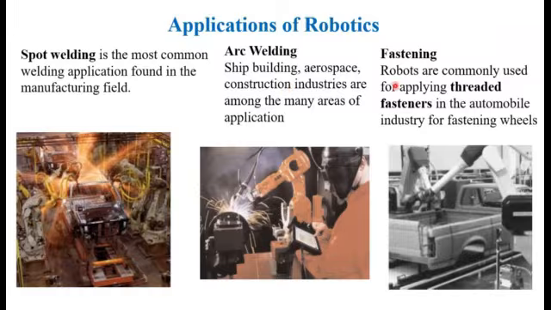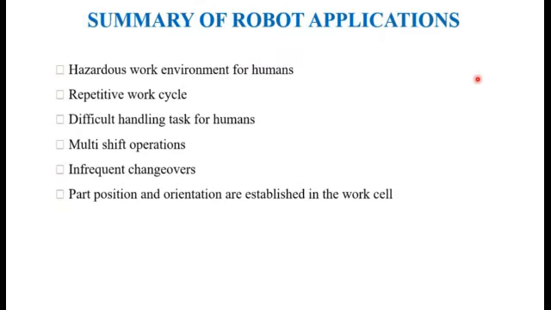Then in case of fastening, these robots are mostly used. Robots are commonly used for applying threaded fasteners in the automobile industries, or in the fastening of vehicles or fastening of the wheels. These robots are used for fastening purposes as well. So these are the various applications of these robots.